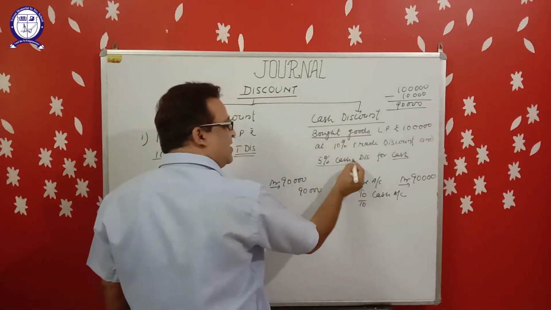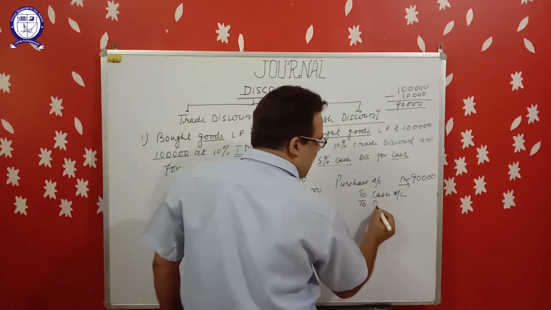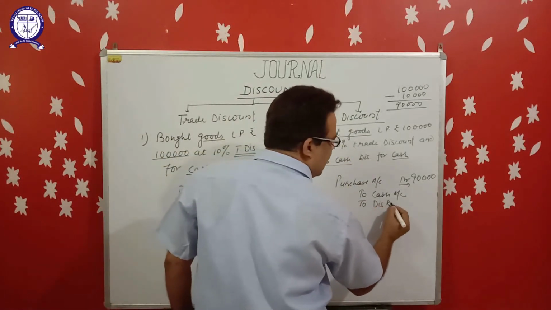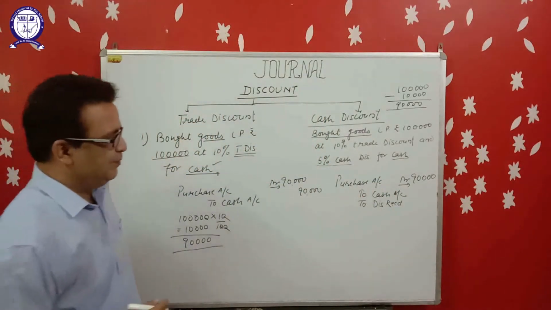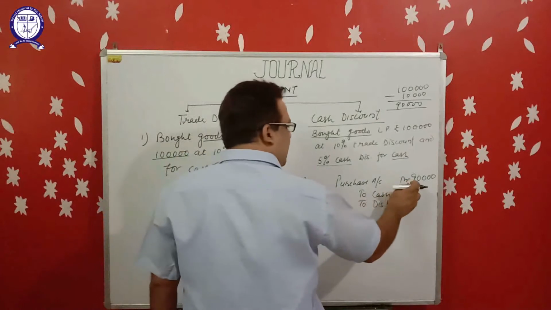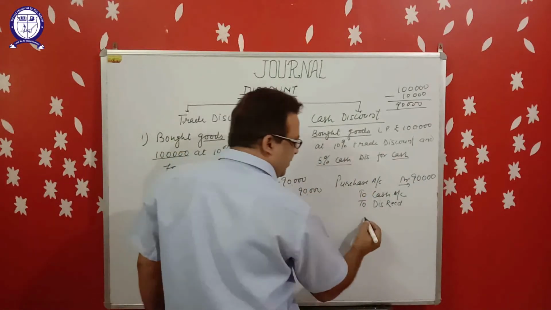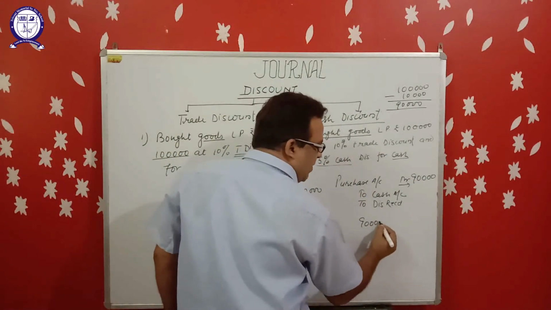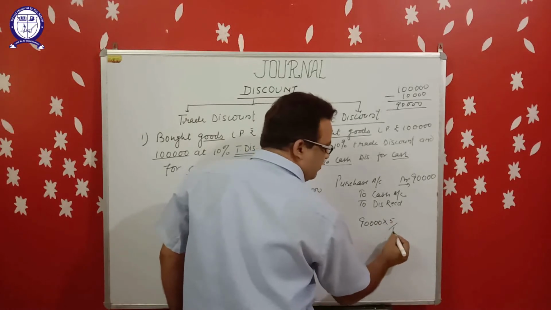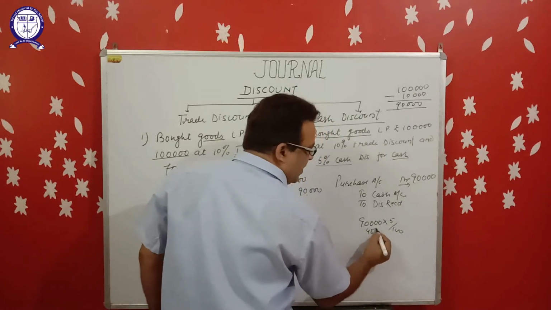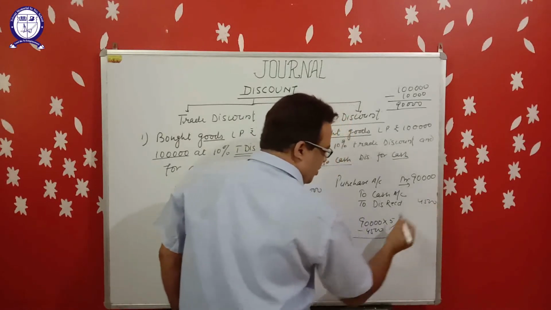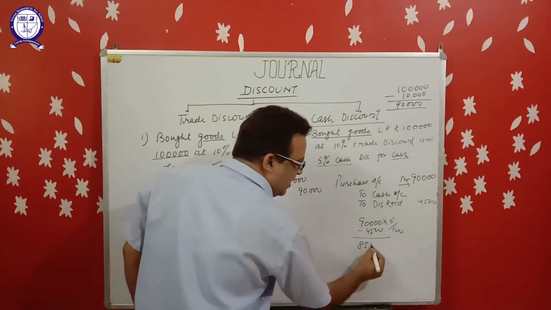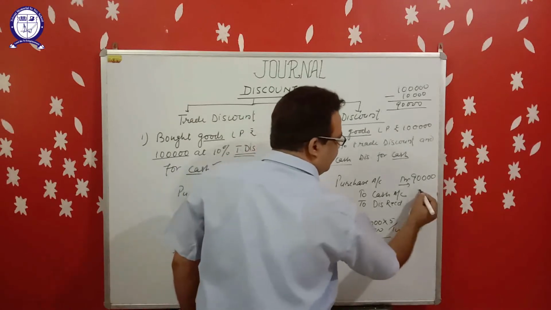Next, we have received cash discount. Discount, when we receive, it is an income for the business. That's why it will be credited. 90,000 into 5 by 100. The amount of cash discount is 4,500. So the cash is going out 85,500.